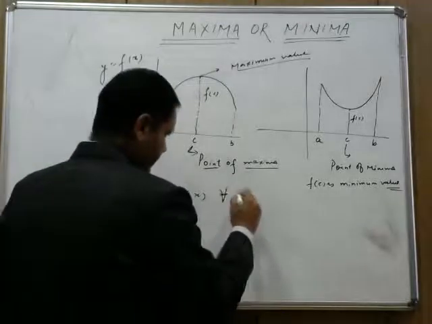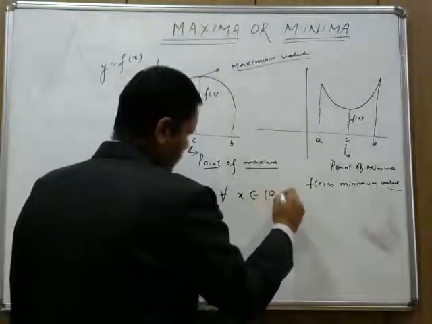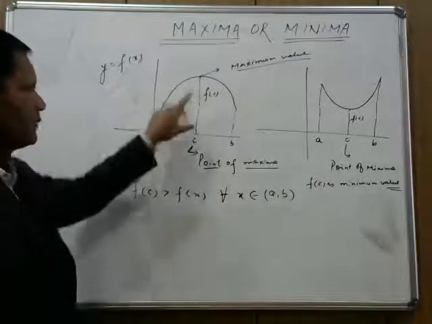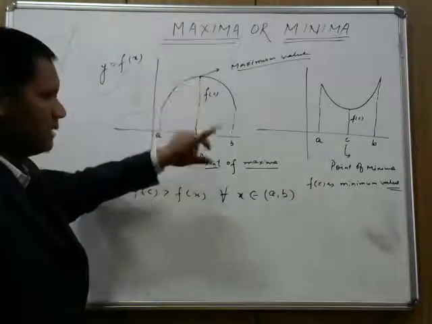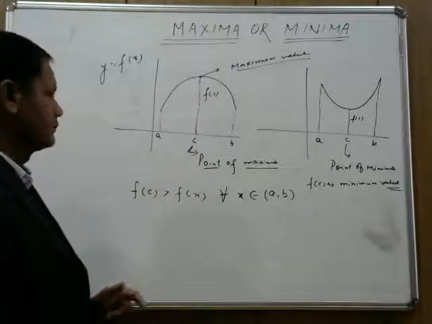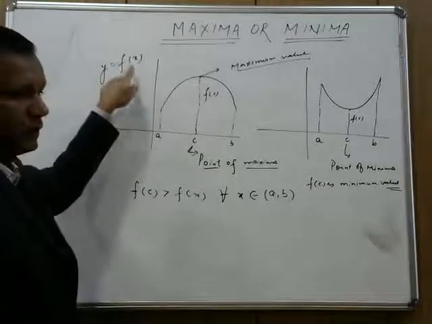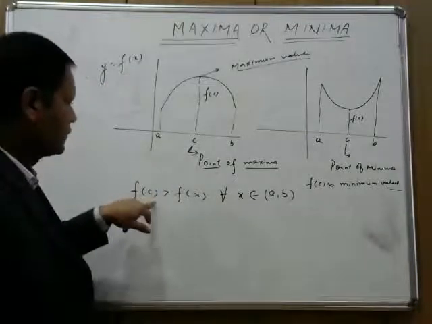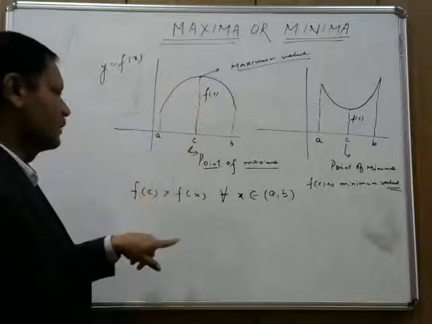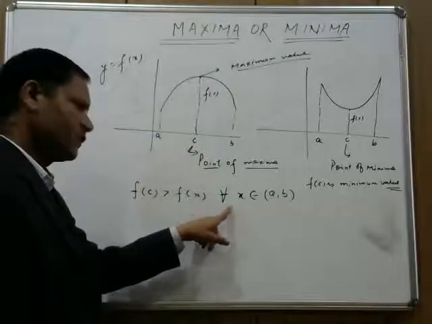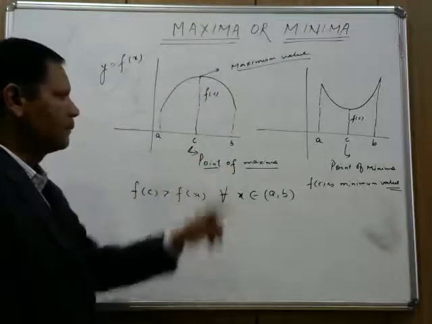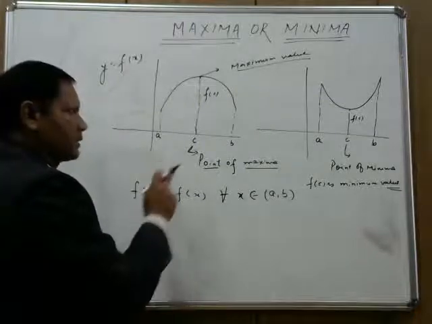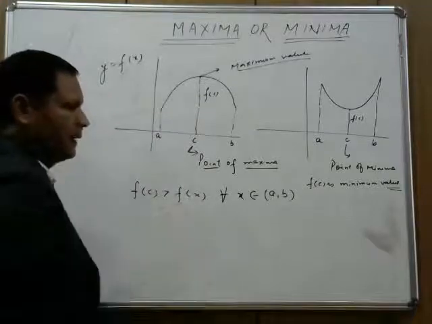For every x belonging to [a, b], f of c attains the maximum value. The function y is equal to f of x is given, and at c, f of c attains the maximum value for any x belonging to [a, b]. Then c is the point of maxima and its maximum value is f of c.